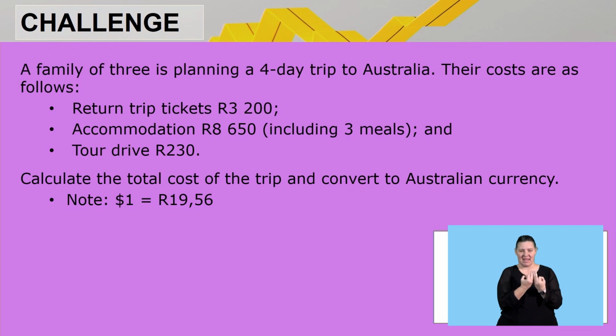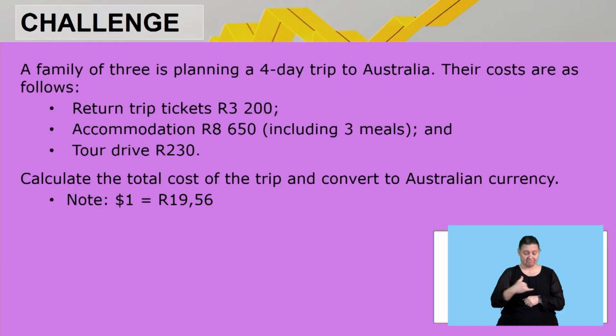Right, so now let us look at what we can work on, which is our challenge question. So we have a family of 3 that is planning a 4-day trip to Australia. Their costs are as follows. So they are planning to take a trip to another country, and they are planning on buying return trip tickets. So when we talk of a return trip, it means I am paying to and from. So it's a return trip. The accommodation, which is 8,650, including 3 meals, a tour drive, which will cost them 230 rand.